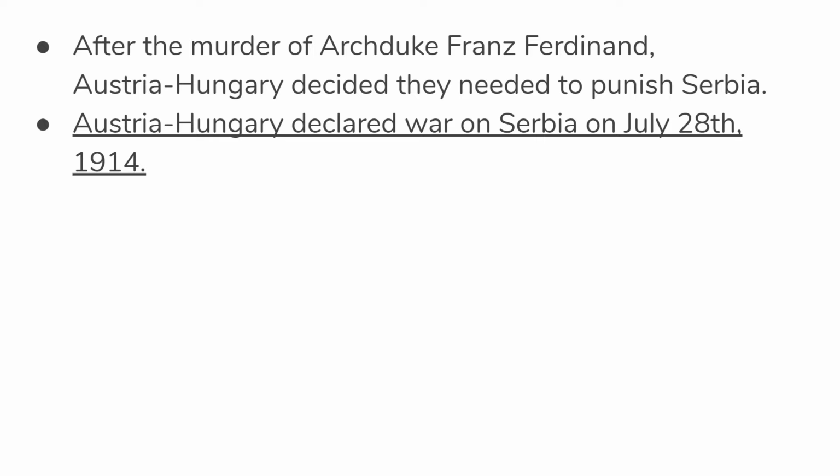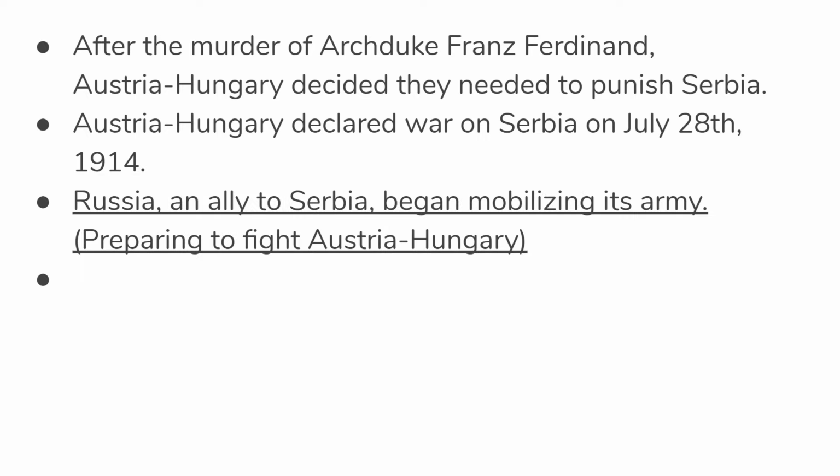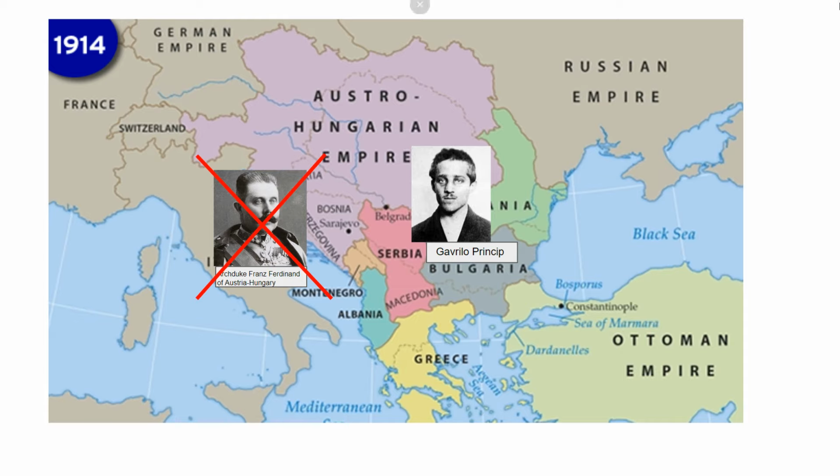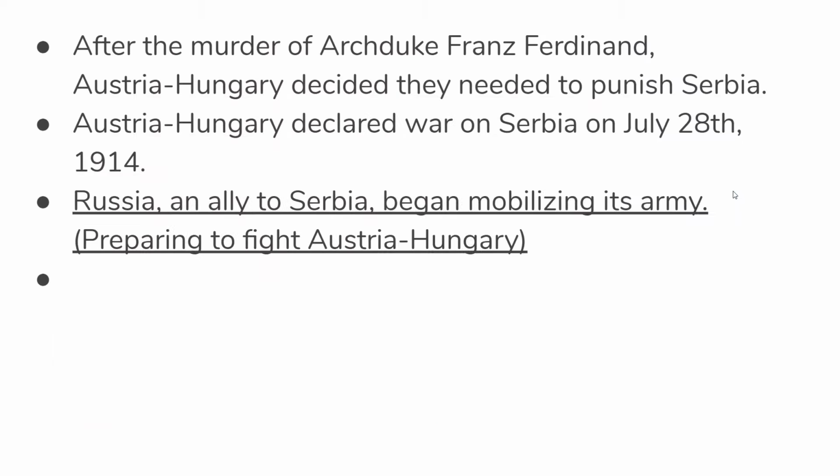Unfortunately for Austria-Hungary, Serbia has a rather powerful ally, and one that is willing to come to their side to defend them, and that is Russia. So, let me go back to the map here. Country over here, absolutely massive, one of the biggest militaries in the world, is going to come to the aid of Serbia and help defend themselves against the Austro-Hungarians.